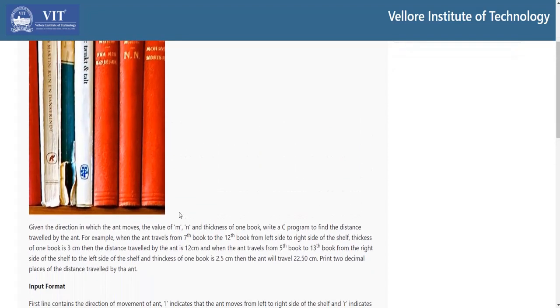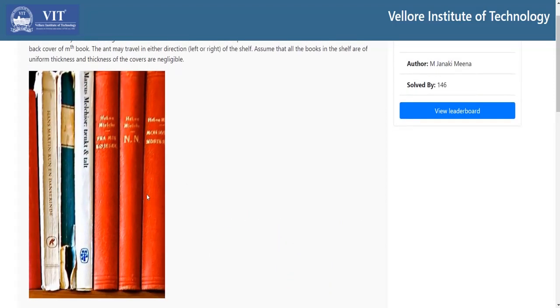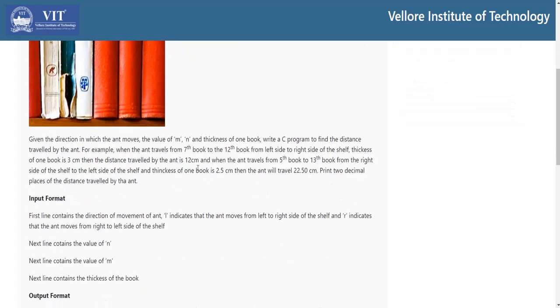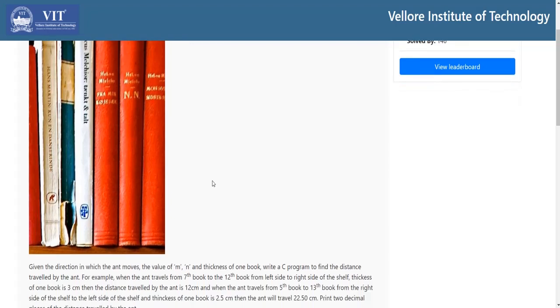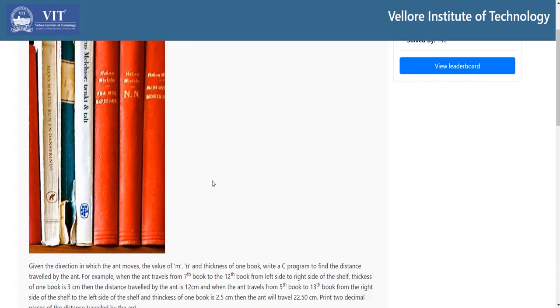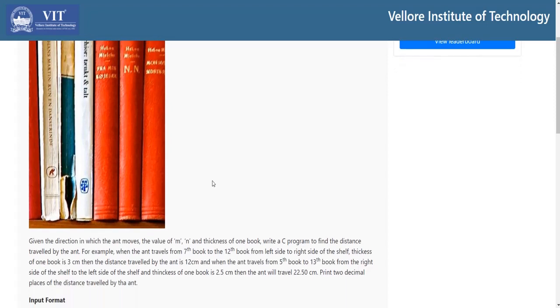If the ant travels in a direction from right to left, the ant will be starting from... So assume that the ant wants to travel from the fifth book to the 13th book in the direction from right to left. So the ant will be present at the end point of the fourth book, or we should say the starting point of the fifth book, and it will travel till the end point of the 12th book or the starting point of the 13th book. So this will be the formula here.